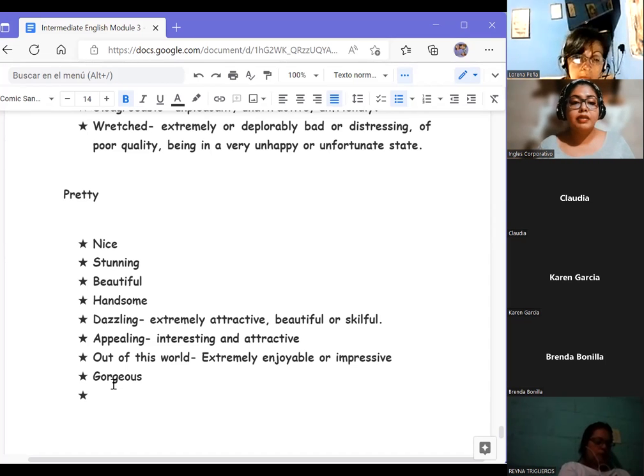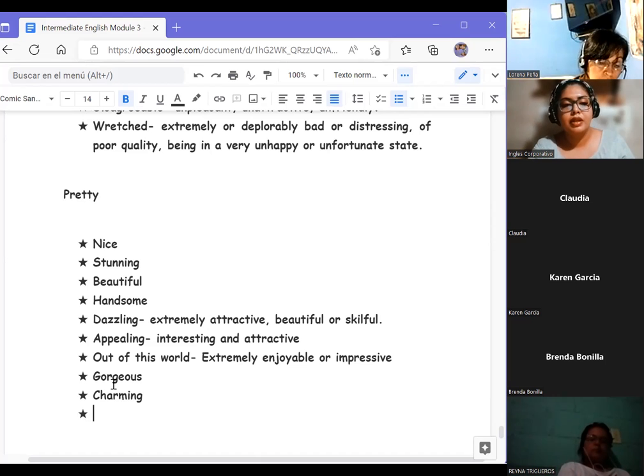And then we have charming. That means very pleasing or delightful, of a person or their manner, very polite, friendly, and likable. That is someone very, very good, that gives you that kind of feeling when you are talking with that kind of person. And then we have the last adjective, that is angry.